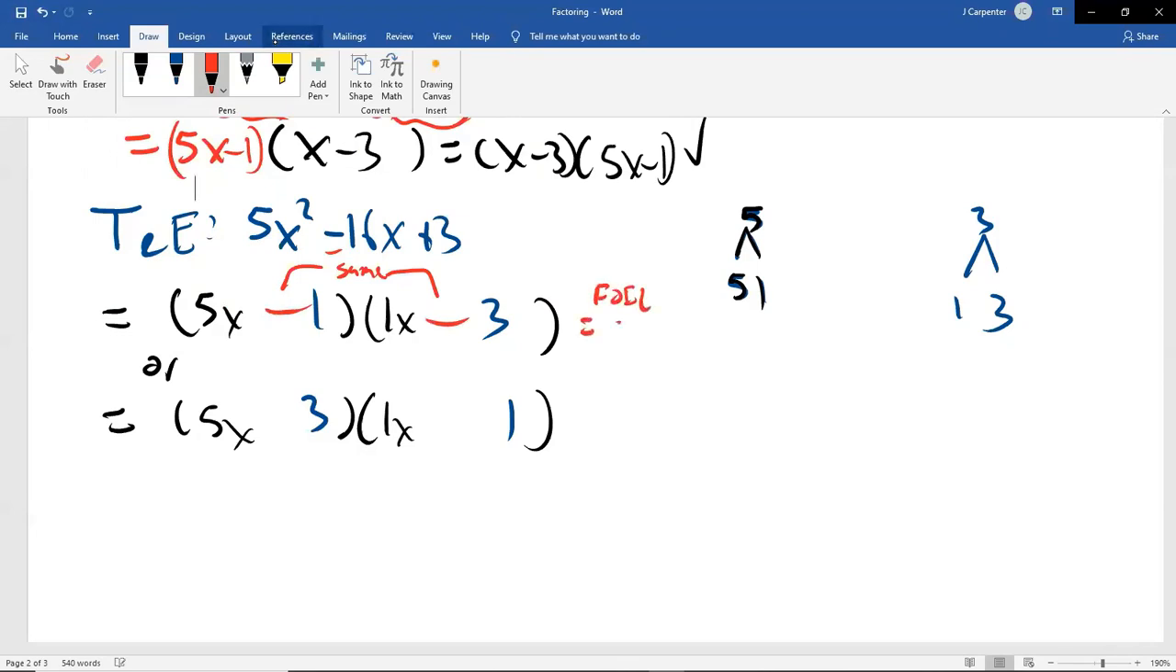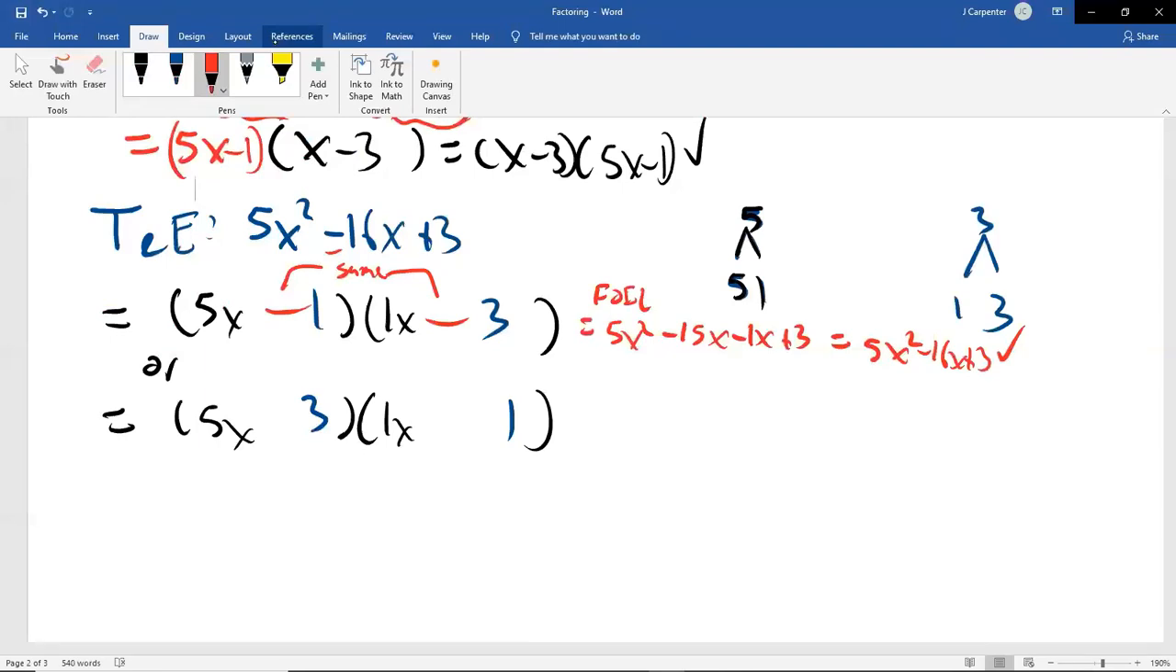So you get 5x times 1x is 5x squared. 5x times negative 3 is negative 15x. Negative 1 times positive 1x is a negative 1x. Negative 1 times negative 3 is positive 3. When you combine, you get 5x squared minus 16x plus 3. And we actually got the answer right on the first try. So that trial and error was awesome because we got it right on the first try.